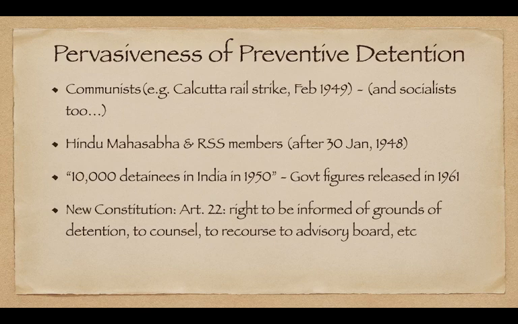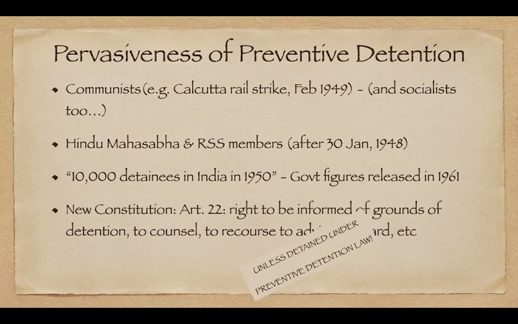But once again, Article 22, a fundamental right in Part 3 of the Constitution, did not abolish preventive detention. The only right granted by this article was that if you were detained under some preventive detention law, you would have the right to be informed of the grounds under which you were being detained. You had the right to counsel, and the right to get advice from the advisory board. So it was not exactly a very fundamental right, was it?